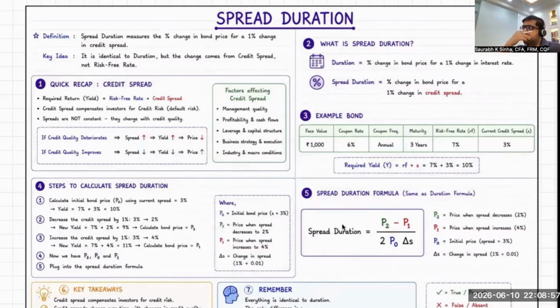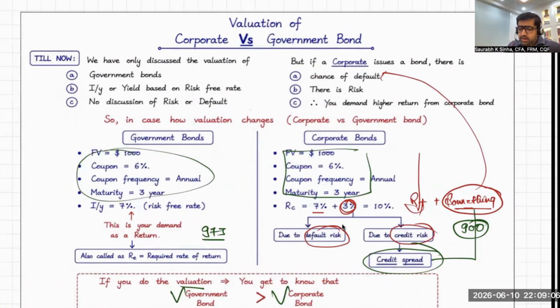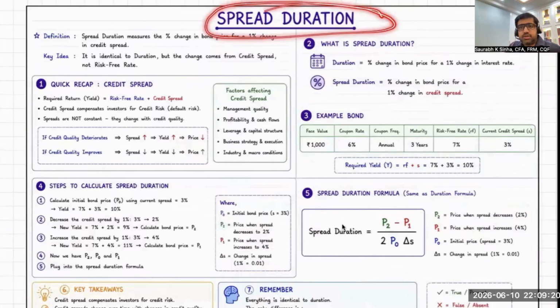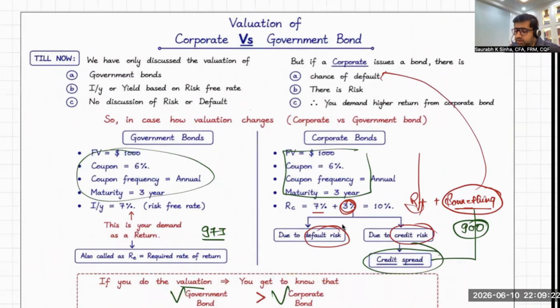In this series of lectures on fixed income, in the last session, we discussed the valuation of corporate bonds. There, in the valuation of corporate bonds, we introduced a very important concept of credit spread. And today we are going to discuss the topic of spread duration, which is related to the concept of credit spread.